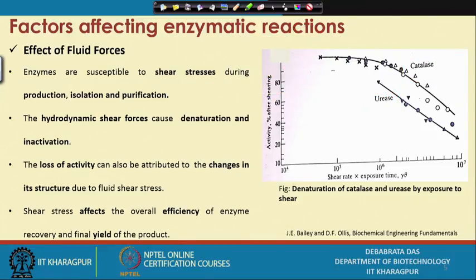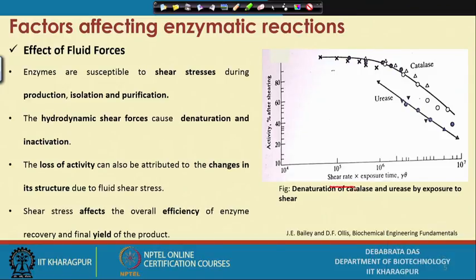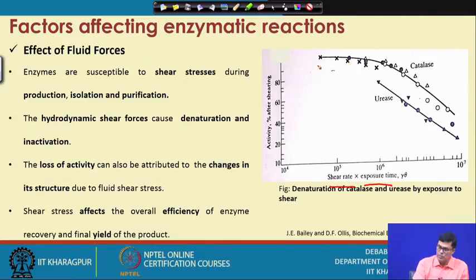Here it has been found that this is what is called the shear rate times exposure time. As this increases, initially we don't have much deactivation of the enzyme, but if you keep on increasing the exposure time, then the activity will decrease. And the same thing happens in the case of urease. What is urease? Urease is the enzyme that acts on urea to liberate ammonia. So this decrease of activity will take place.